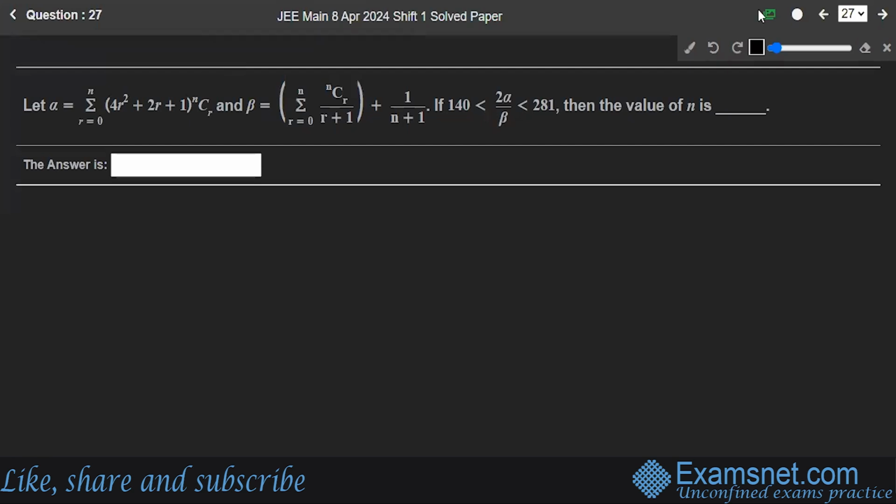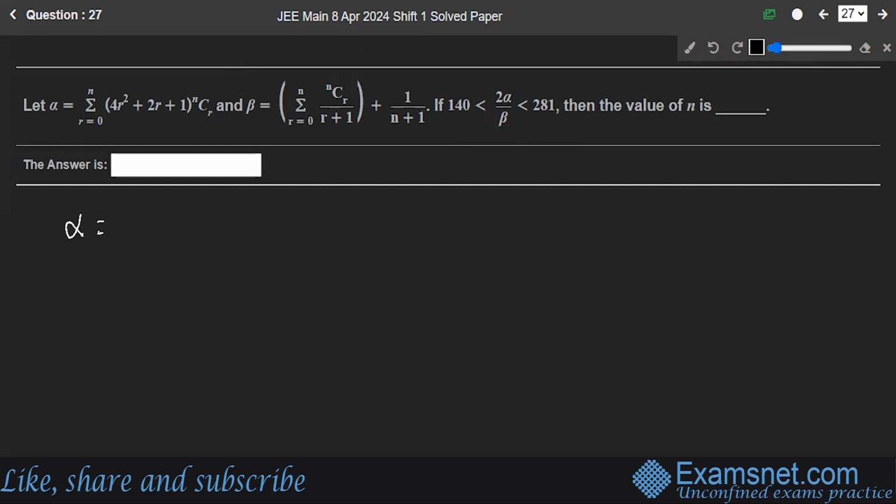Question number 27. Let alpha be given by the summation r equal to 0 till n of 4r square plus 2r plus 1 into nCr, and beta is the summation from r equal to 0 to n of nCr by r plus 1, plus 1 upon n plus 1. If 2 alpha upon beta lies between 140 and 281, then you have to find out the value of n.